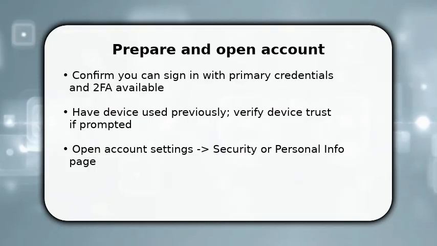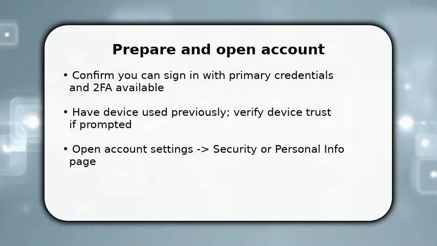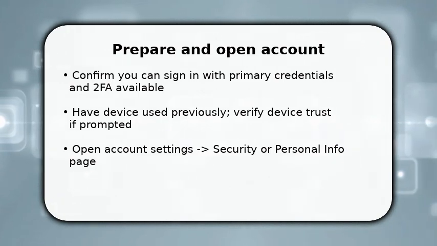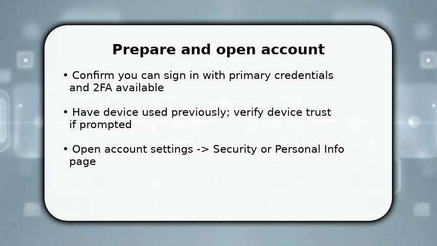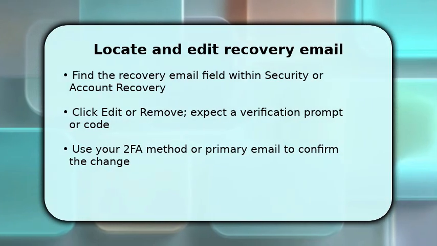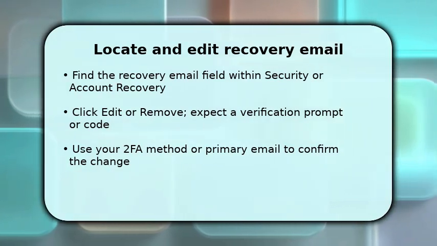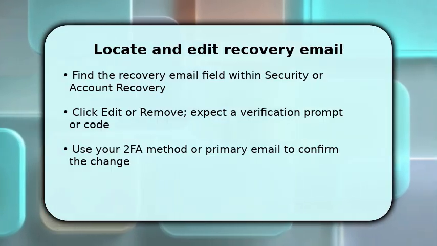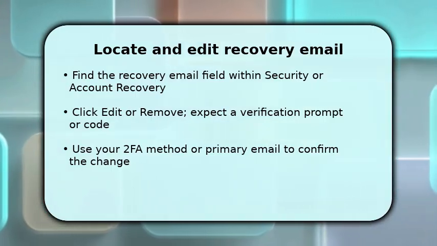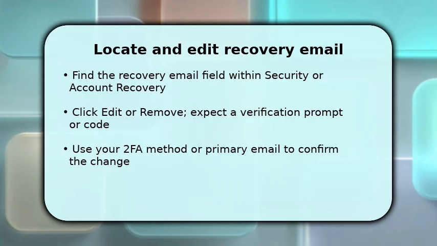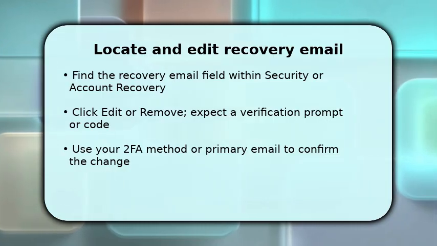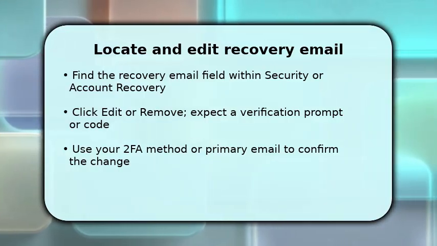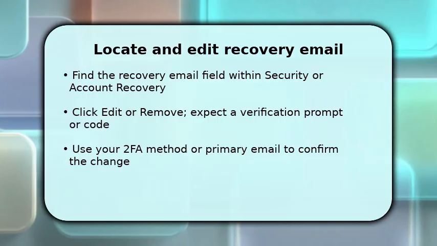Make sure the device looks familiar to the service, since unfamiliar devices often trigger extra verification steps before edits are allowed. Once in the Security or Account Recovery section, locate the recovery email entry and choose Edit or Remove. You will be asked to verify the action. The service does this to prevent unauthorized removal. Enter a code sent to your primary contact or complete two-factor approval. After verification, confirm, remove, and save changes.